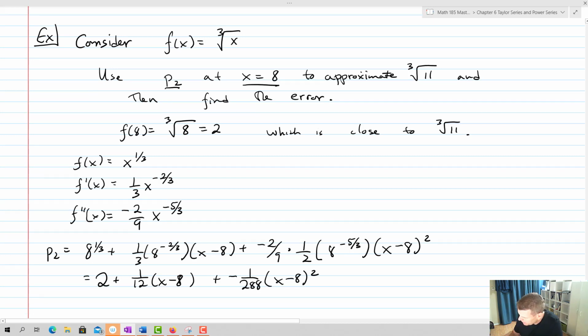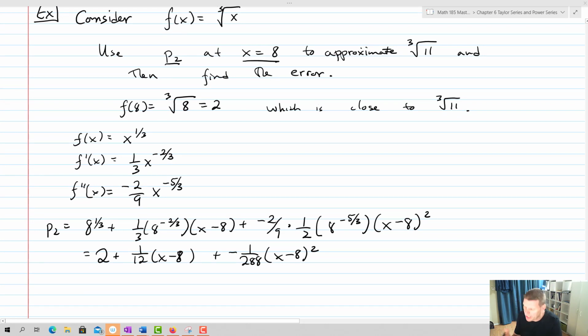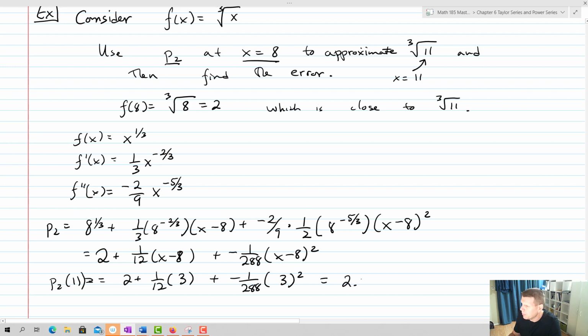Okay, and that's P2. So what we're going to do then is plug in 11, because our x here is 11. So P2 of 11 is going to equal 2 plus 1/12 times 3 plus negative 1 over 288 times 3 squared. And that will equal exactly 2.21875. And that's my approximation.